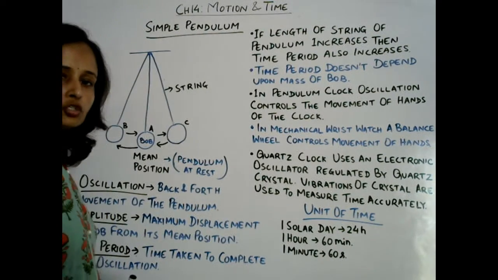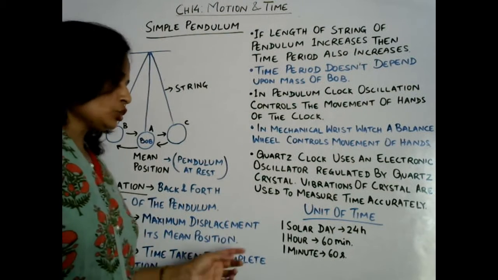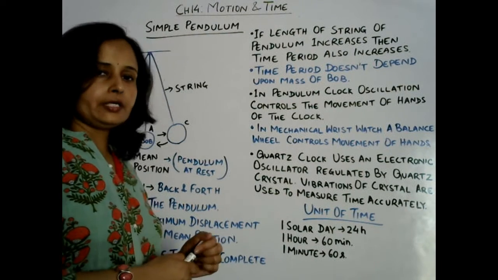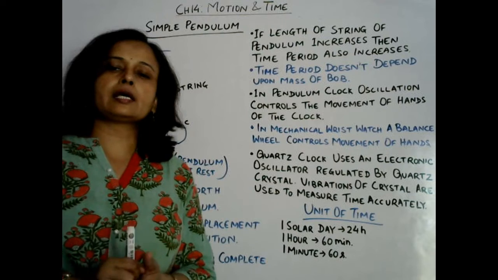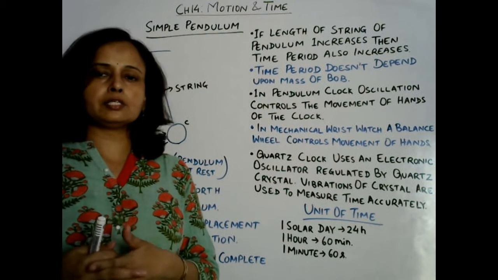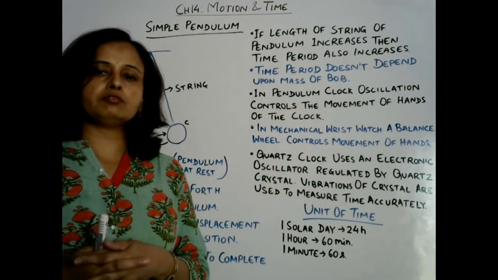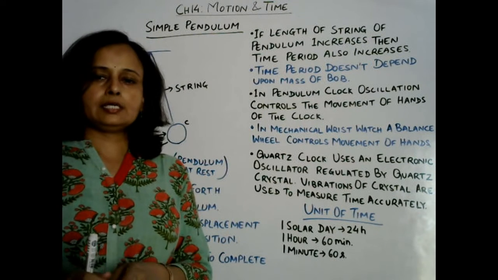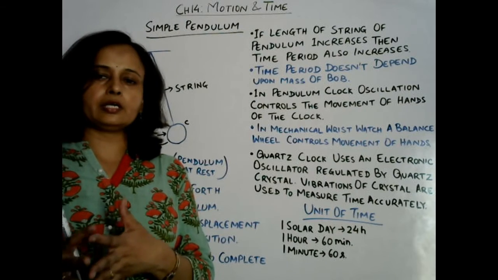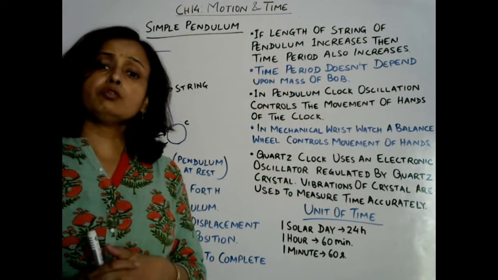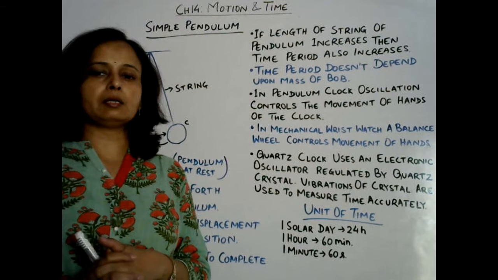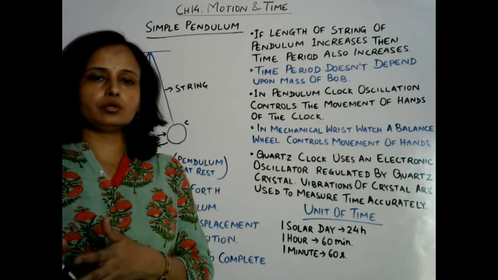Now, different units of time. One solar day, we know, is called 24 hours, that is one sunrise to another sunrise. That means including day and night, that is called one solar day. It takes 24 hours. 1 hour is 60 minutes, 1 minute is 60 seconds, and so on.